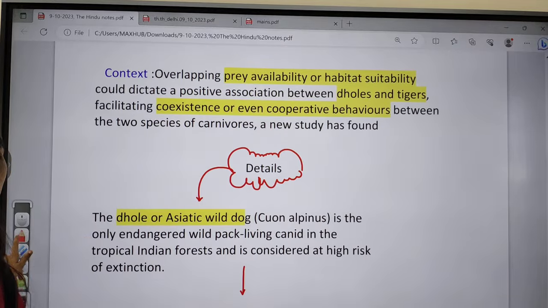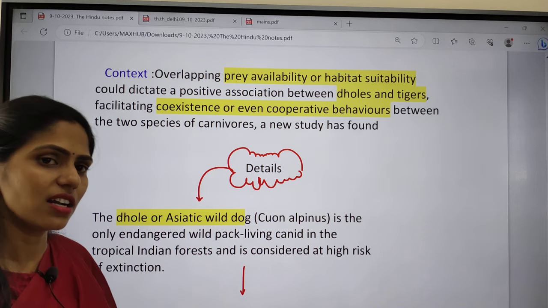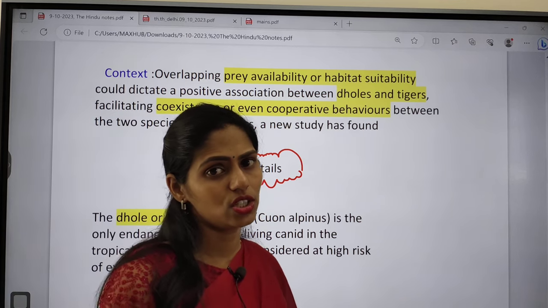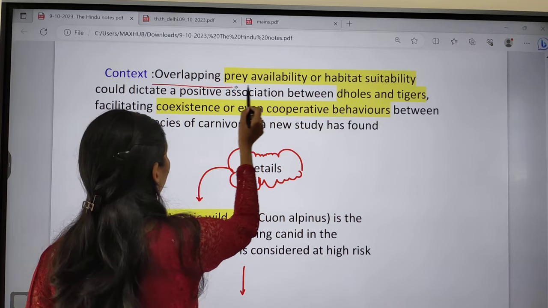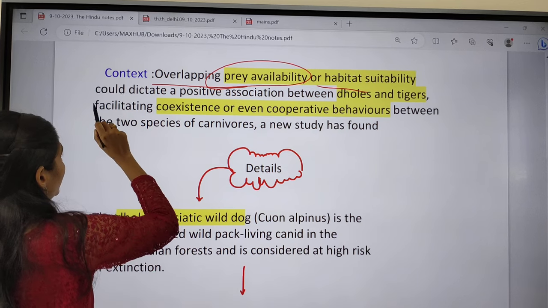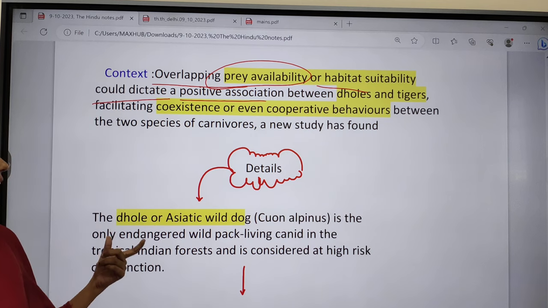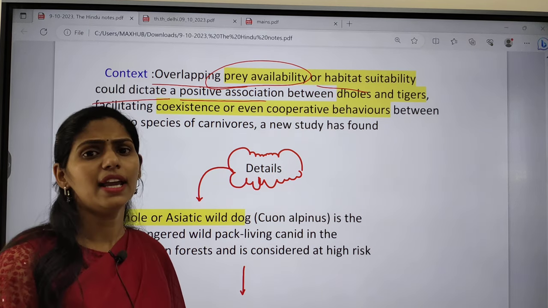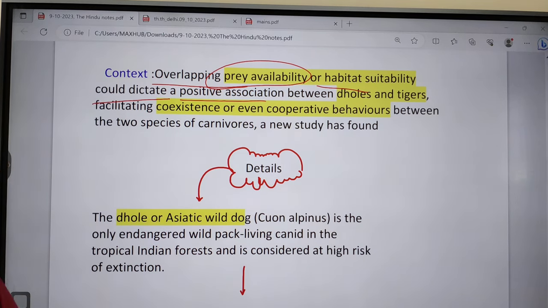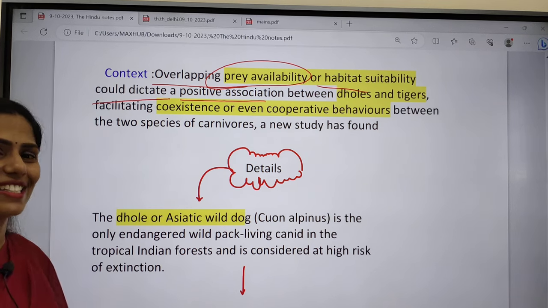If you see the context, it says that there is overlapping of prey availability. If you're talking about big cats like cheetah, leopard, etc., and this Asian dog, they are carnivorous in nature. Because of this, there is overlapping of prey availability and habitat suitability that dictates a positive association. There is a positive association between these dholes and tigers. Because of this, it will be helpful for the coexistence of these animals together. They are also showing some cooperative behaviors between these two species of carnivores. This is the thing mainly said by the study.